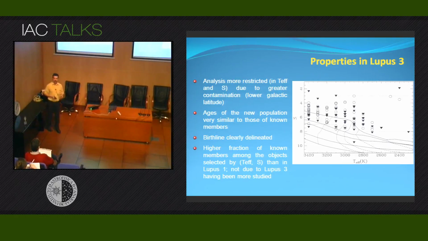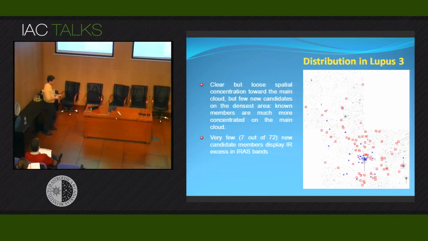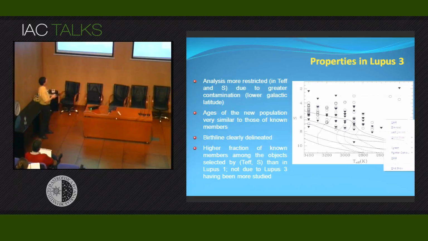So we have an empty area above this kind of envelope. So nothing here except for the contaminants, which are far removed from the rest. And this is likely to be the birth line of young stellar objects at the distance of Lupus 3, so objects with ages of about a few 100 million years. For reference, the first solid line here is the 1 million year isochrone. This is 5 million years, the second line. This is 10 million years, 50 million years, and the main sequence.